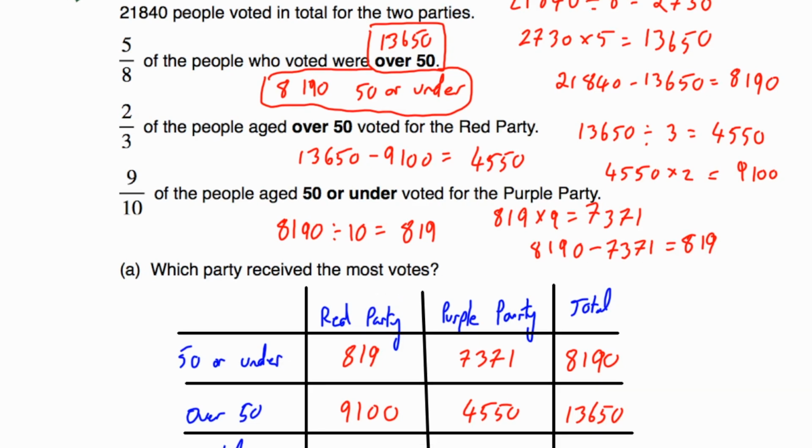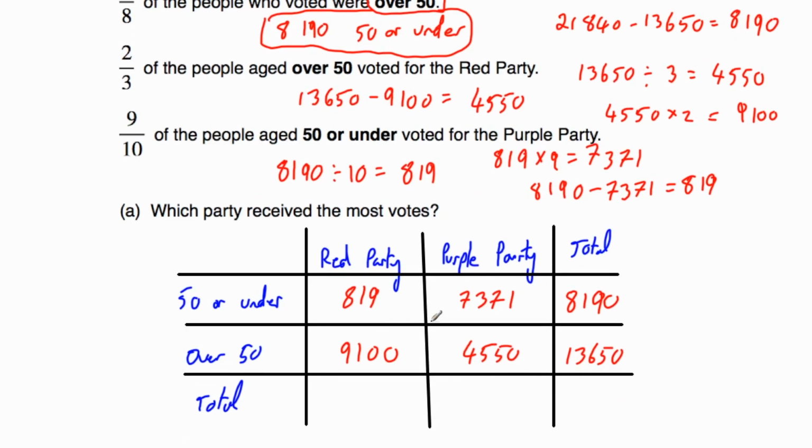And that's it. So we've filled in our two-way table, or we've filled in those rows of our two-way table. We've then just got the totals. With the total number of people, we were told that already, but if we add these two numbers together, 8,190 plus 13,650, that's equal to 21,840. That's what we're told in the question. Fantastic. And if we add up these two numbers, we'll find out how many people voted for the Red Party. And if we add up these two numbers, we'll see how many people voted for the Purple Party.